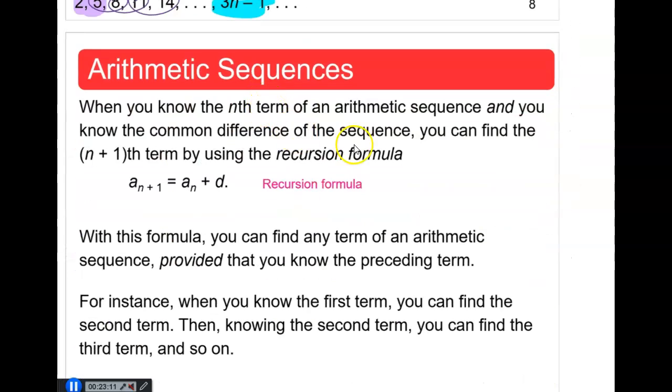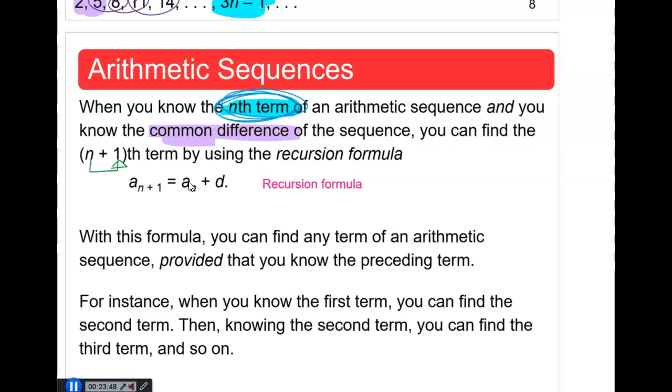So let's move on to the next example. When you know the nth term of an arithmetic sequence and you know the common difference, so once you know the general form and you also know the common difference, you can find the next term, the one that will be one after this one. So that's why we're calling it n plus 1, because these terms are consecutive, so it will be one after.